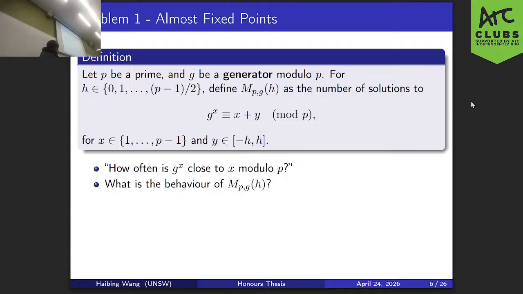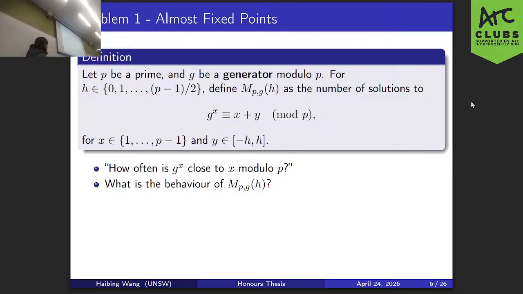If you imagine when h is 0, then it's how often is g to the x equal to x? Probably not very often. And then when h is p minus 1 over 2, then it's the whole length, so it's going to be every time. So in some sense, there should be some function that starts from 0 and ends up at p.